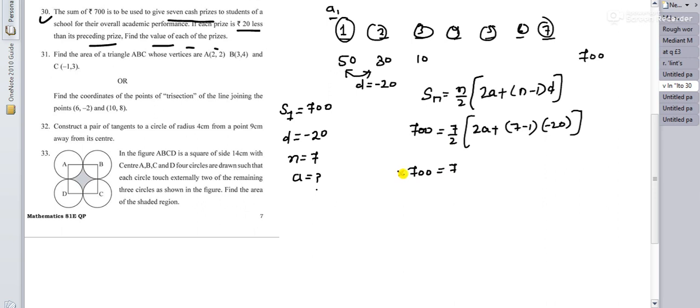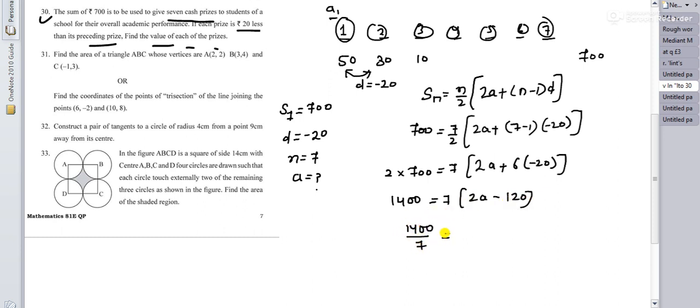So here we will get 700 equal to 7 by 2. Now 2 you can transfer to LHS, so it gets multiplied there. And here you will get 2a plus 7 minus 1 is 6 into minus 20. So this is 1400, which is equal to 7 into 2a plus minus 120. Okay, so 1400 by 7 is equal to 2a minus 120.